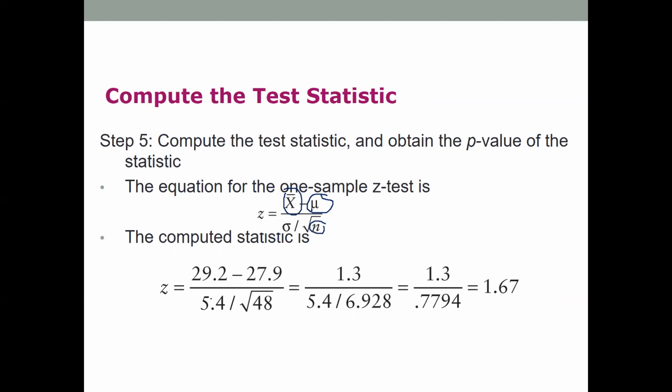So here you can see this played out. 29.2 minus 27.9 over 5.4 divided by the square root of 48. And so this value becomes 1.67. So the z statistic equals 1.67.